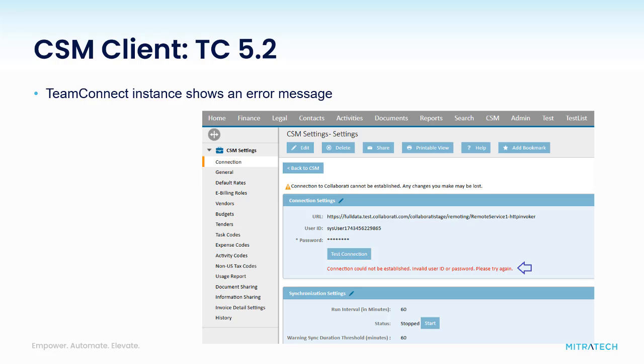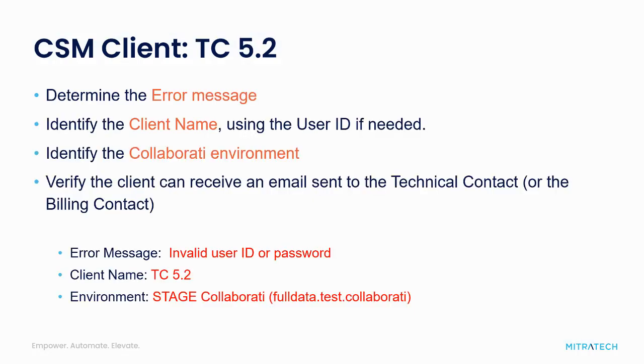Can you determine the error message, the client name, and the Collaborati environment from this page? Well, we know the error message, invalid user ID or password. The client name is known in this case. It's TC5.2. And the environment, it's stage Collaborati, fulldata.test.collaborati.